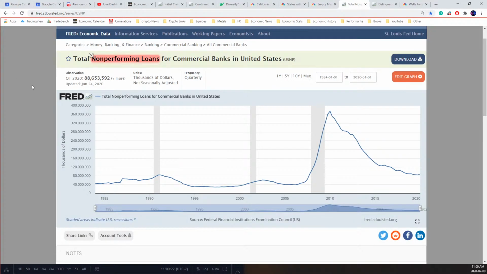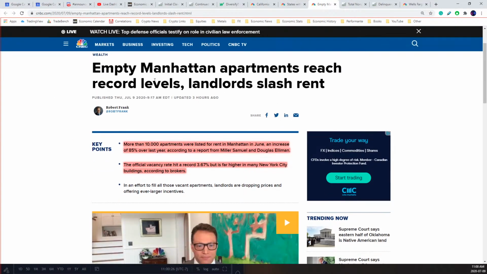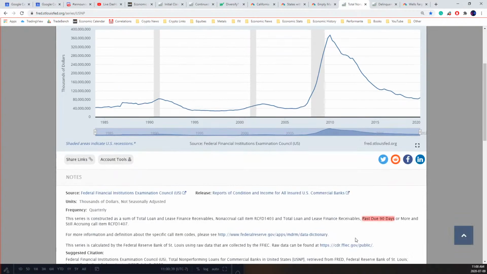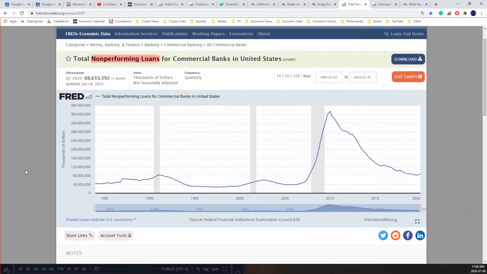And this is what we're going to be looking for: an increase, if we do see this continue, if we see the rental and mortgage markets deplete and there's less bids, there's less demand. You're going to see an increase in non-performing loans, which are basically loans that are past due 90 days or more.